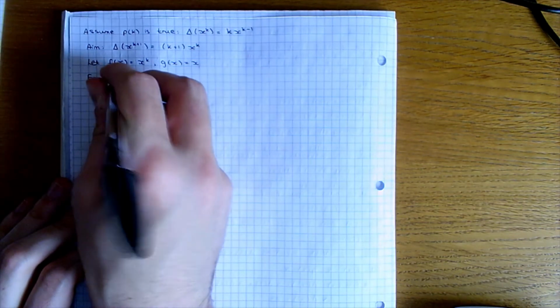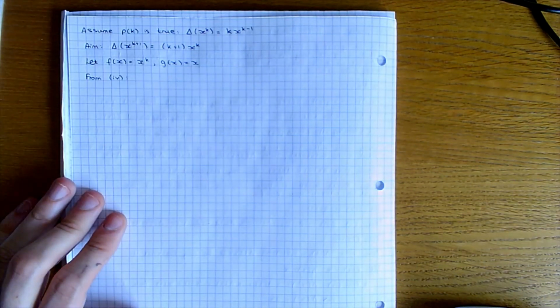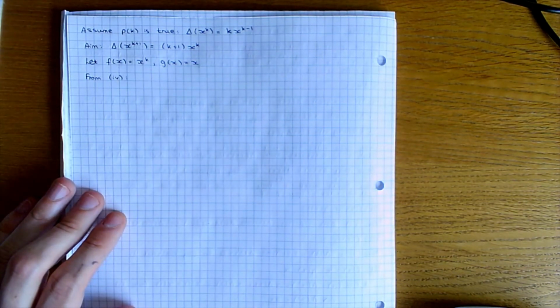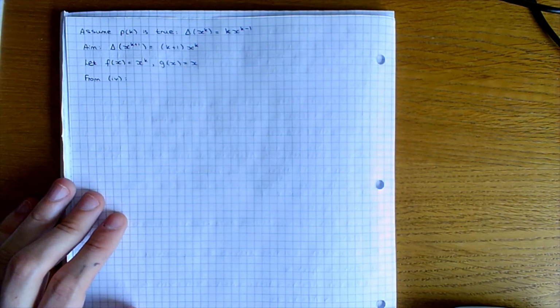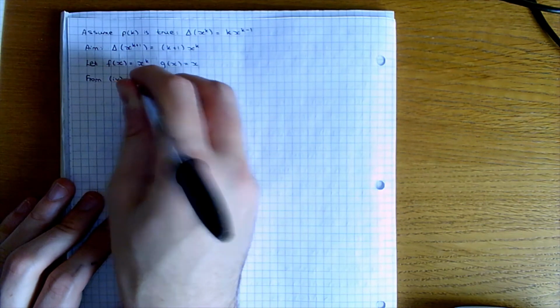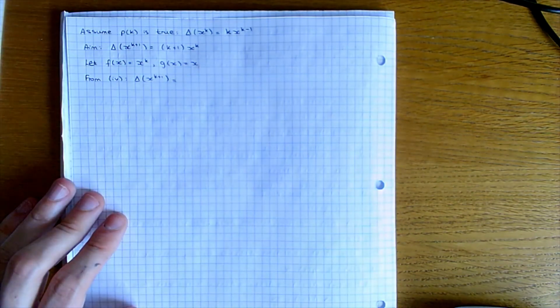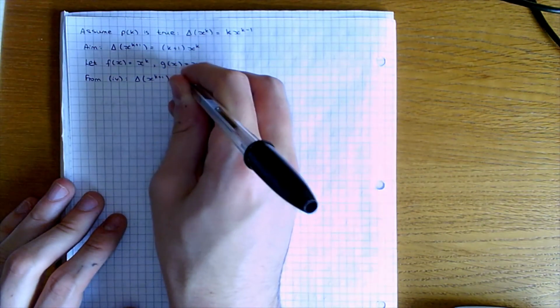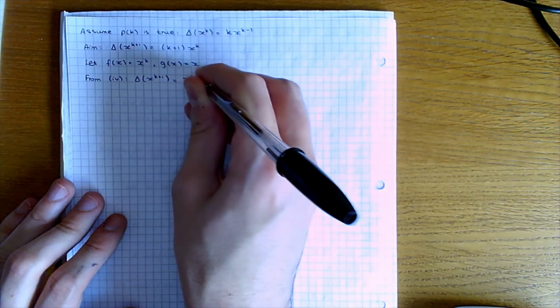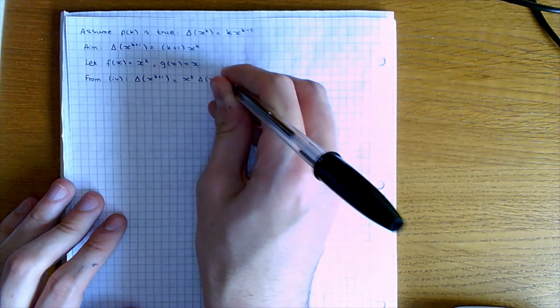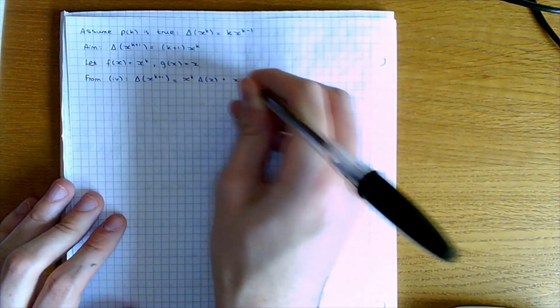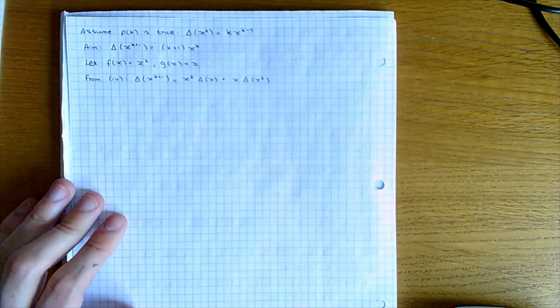From property 4, remember property 4 was the one that was the product formula. So from property 4, we get that delta of x to the k plus 1, because it's x to the k times x, equals x to the k times delta of x plus x times delta of x to the k.